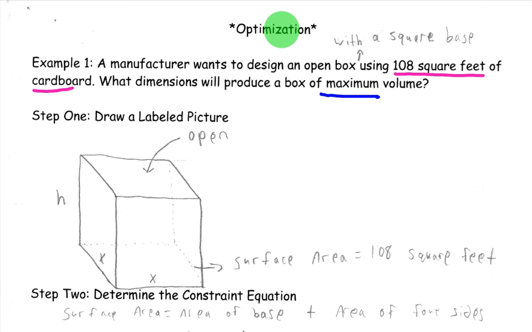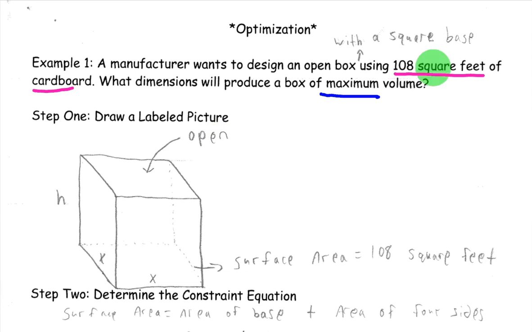Related rates has to do with the speed or the velocity or the rate at which something is changing, whereas optimization has to do with greatest or least or a superlative. So as we read through these examples, that's how you know it's optimization. Just like step 1 with related rates, we're going to draw a labeled picture.